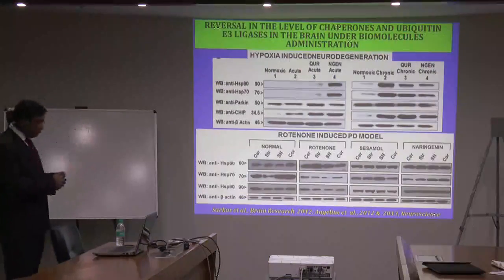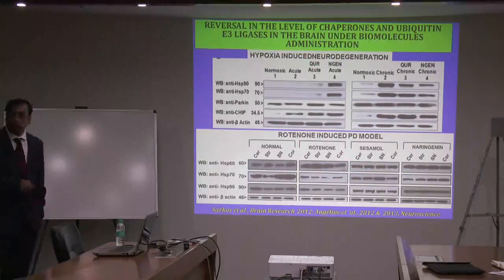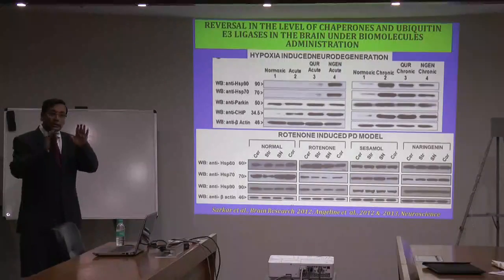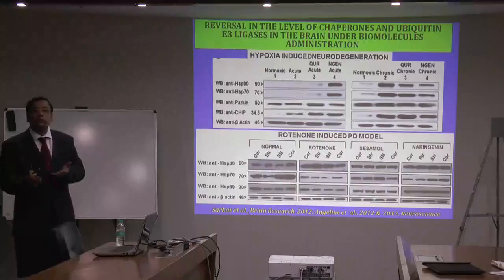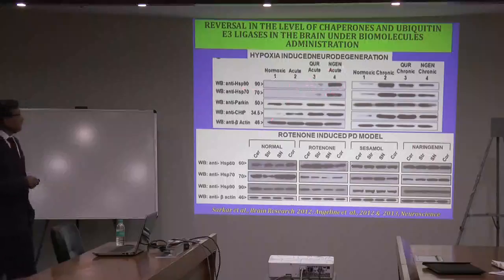Okay. Now, in the upper panel, it's a hypoxia-induced neurodegeneration. In the lower panel, it's a rotenone-induced PD model. Hypoxic model, PD model, Parkinson's disease model. And when we check the level of different heat shock proteins, which are protective proteins, we found that wherever there is rotenone, the level of HSPs is down. But when we use the biomolecules, the level of heat shock proteins has been rescued. And you can see here the level of HSP 90 in the chronic condition, and these are CHIP, Parkin, HSP 70, HSP 90.